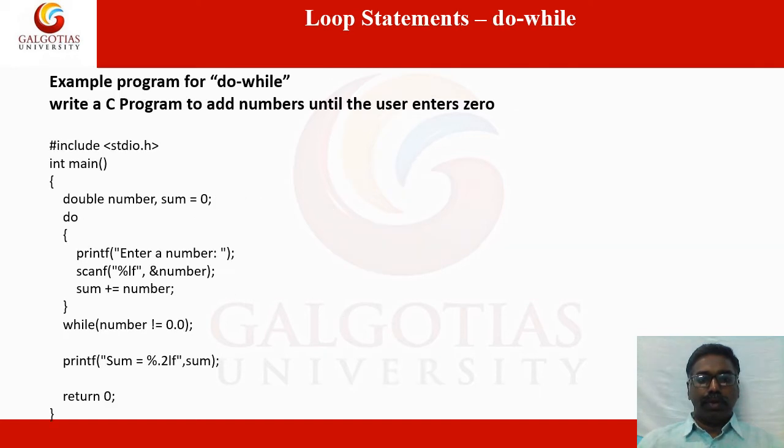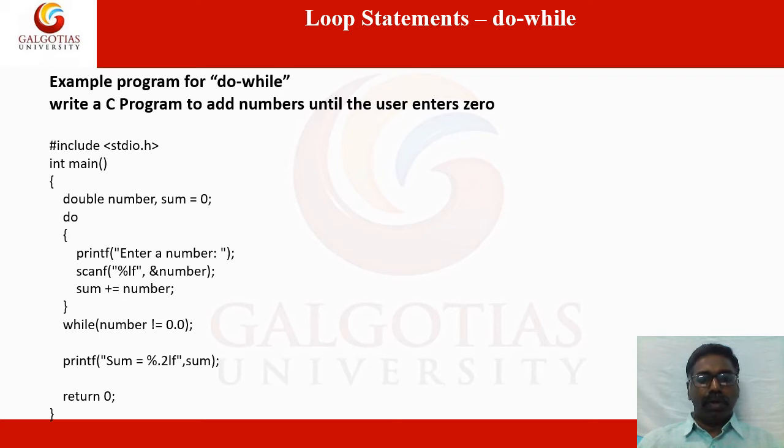Now we are going to explain the do while loop statement using a C program. The question is: write a C program to add two numbers until the user enters 0. Not only two numbers: until the user enters 0, the program keeps repeating the addition of those numbers along with the previous summation.